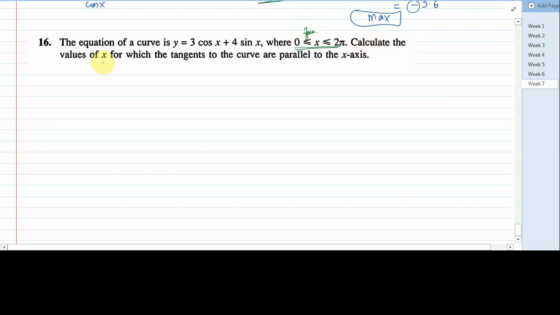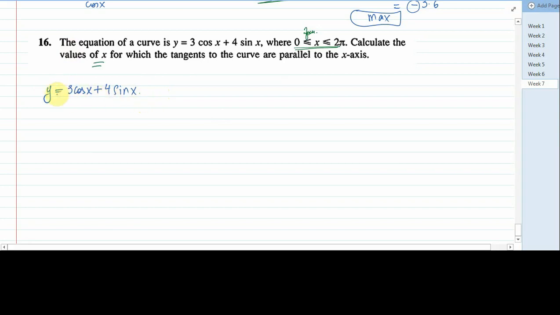Calculate the values of x for which the tangents to the curve are parallel to the x-axis, right? So you need to find out the values of x, and the condition you have is that the tangents to the curve are parallel to the x-axis. So at first you have the equation y equals 3 cos x plus 4 sin x, right? You need to differentiate that function, right? And first find out the derivative and then find out the value of x.